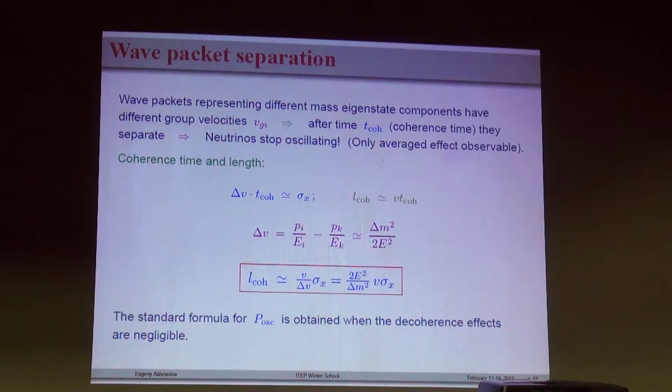Okay? Now, the coherence length is just the velocity of neutrinos times the coherence time. Now, delta v, which enters here, for relativistic neutrinos is given approximately by delta m squared divided by twice the energy squared. And from here, we immediately find the coherence length, which is given by this equation. Now, I mentioned to you that it's very difficult to imagine a situation in which neutrino production coherence or detection coherence is violated. The question is, can we have a situation in which neutrino propagation coherence is violated?